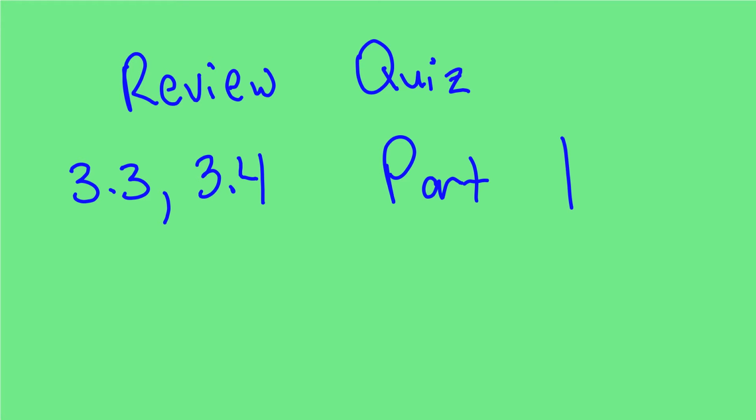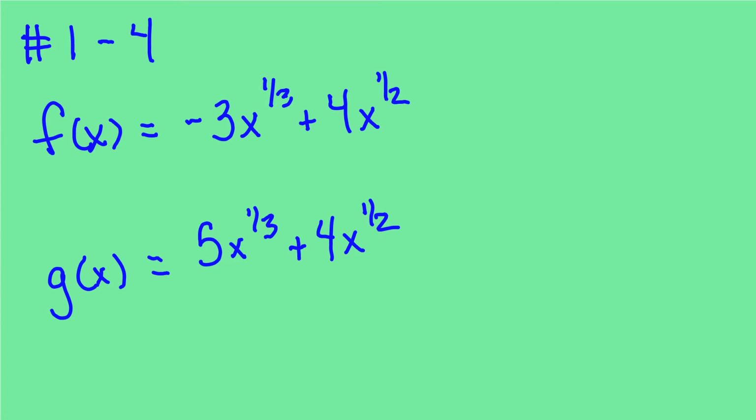Alright, today we're going to go over the review quiz 3.3, 3.4. Part 1, we're going to start at 1 and see how far we can get. Now remember, numbers 1 through 4 are going to use the same f of x and g of x for all 4 problems. The first thing I'm going to do is find the domain.